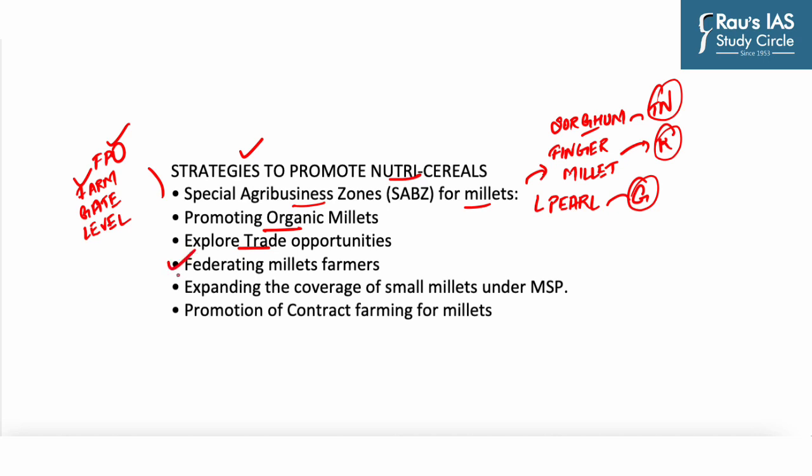Next is federating millet farmers, that is farmer producer organizations. Then expanding the coverage of small millets under minimum support price. Why? Because we have already discussed that government declares minimum support price for sorghum, pearl millet, barley and ragi only. Next is promoting contract farming for millets.